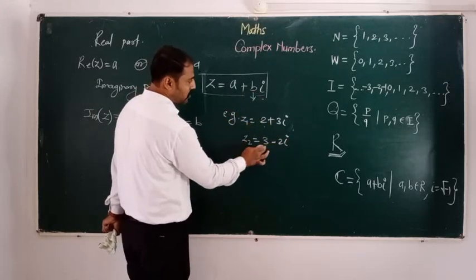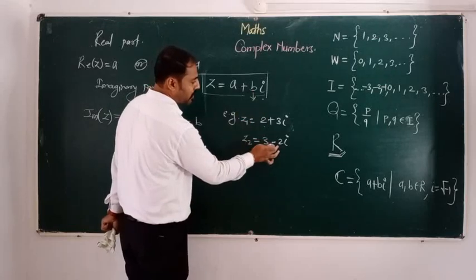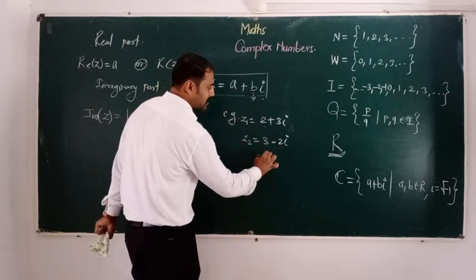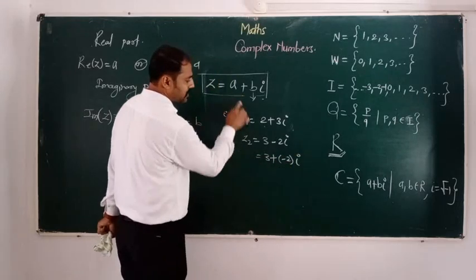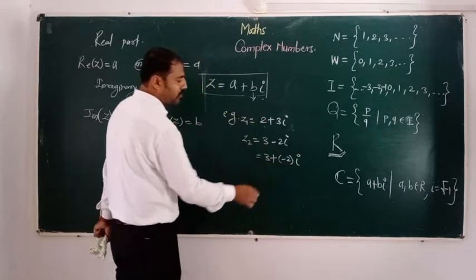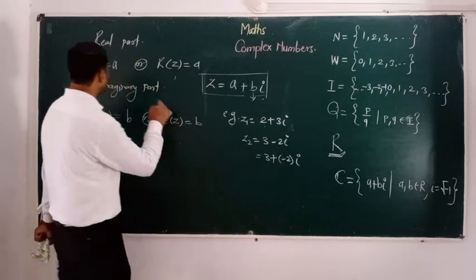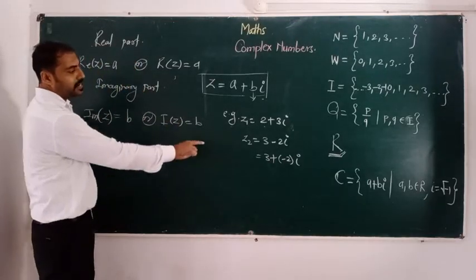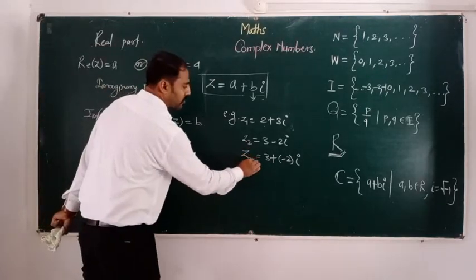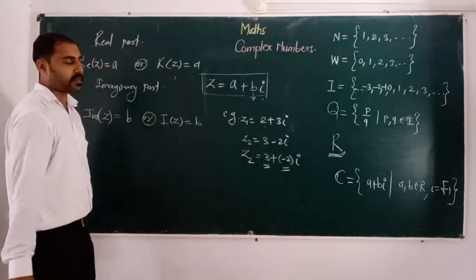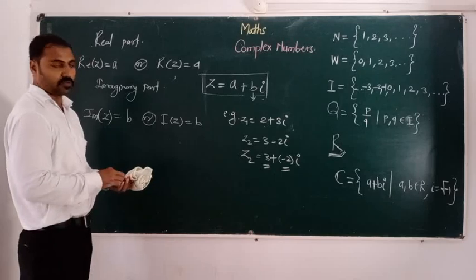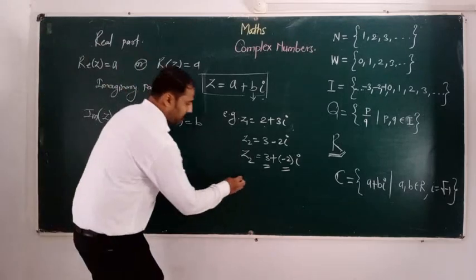So A is equal to 3. Comparing, B is equal to what? This can be written as 3 plus minus 2 into i. So A is equal to 3 and B is equal to minus 2. So the real part of Z2 is what? 3, and the imaginary part of Z2 is what? Minus 2.